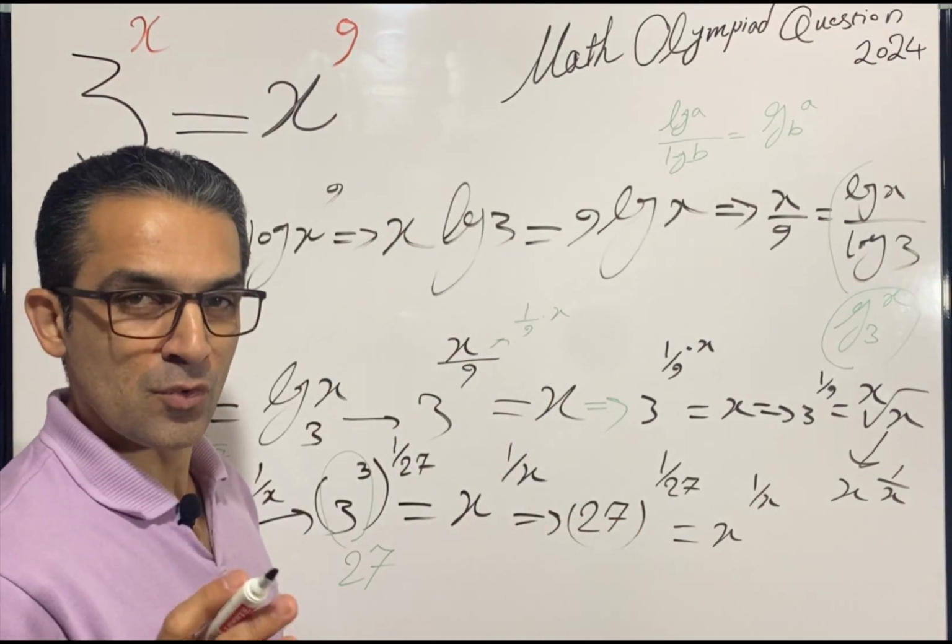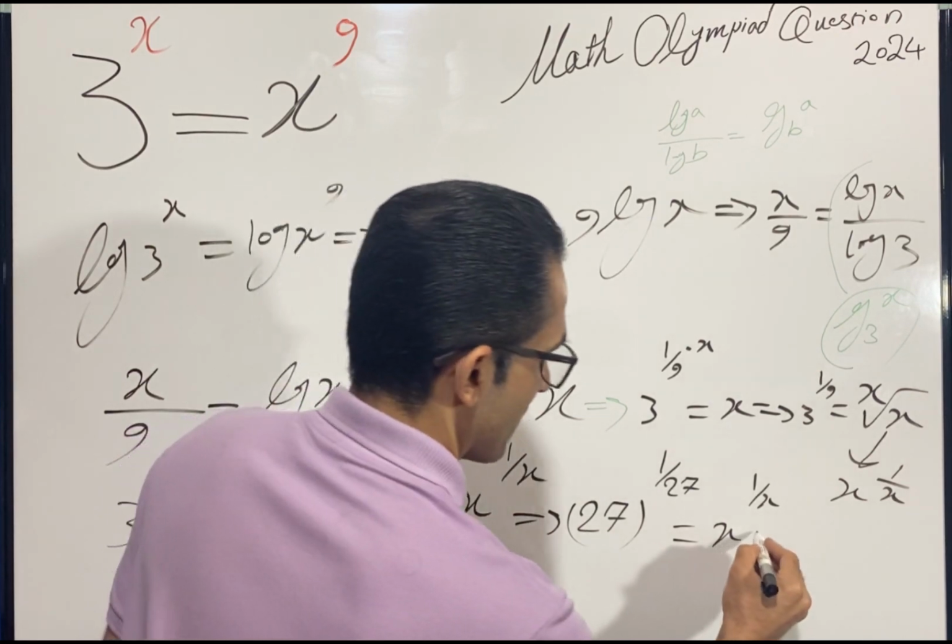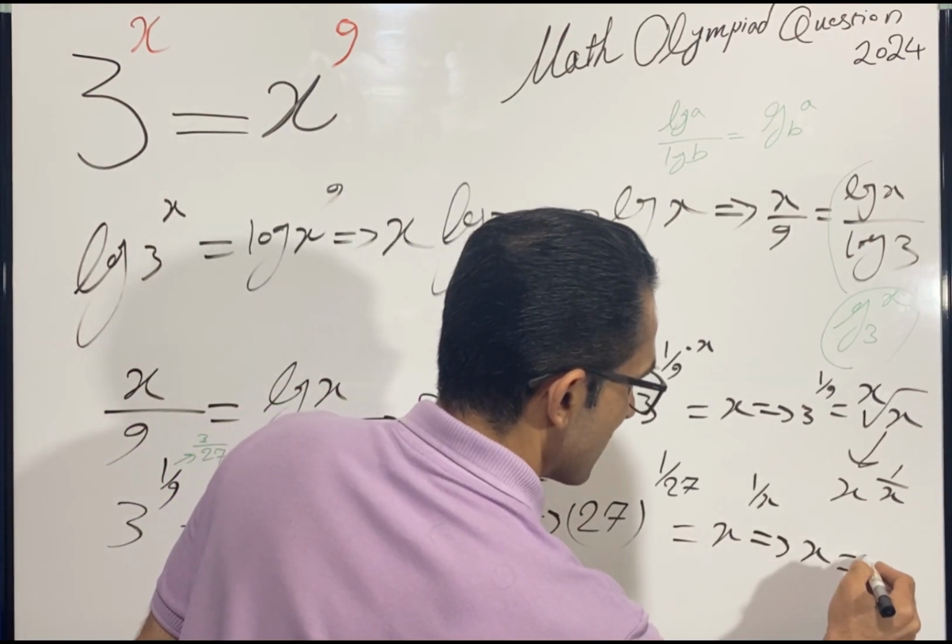Now the solution is so clear. Can you guess what? So x equals 27.